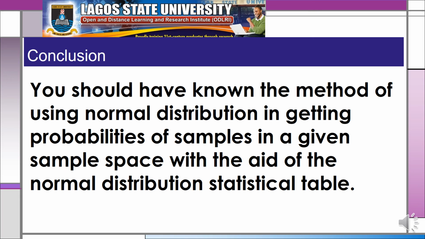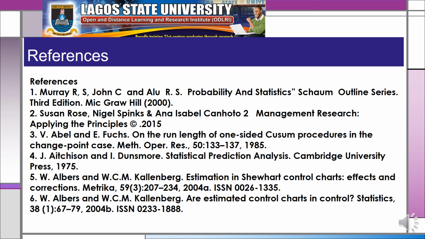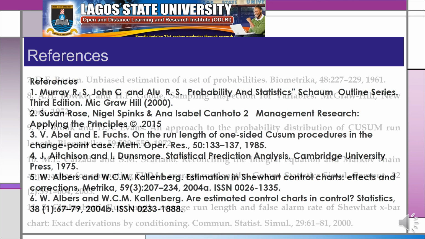Conclusion: you should have known the method of using normal distribution in getting probability of samples in a given sample space with the aid of the normal distribution statistical table. This is your suggestion for further reasoning about the hypergeometric distribution random variable. You have the following references for further studies.